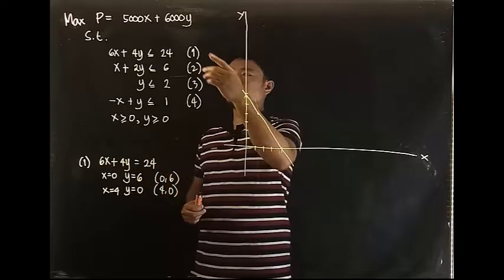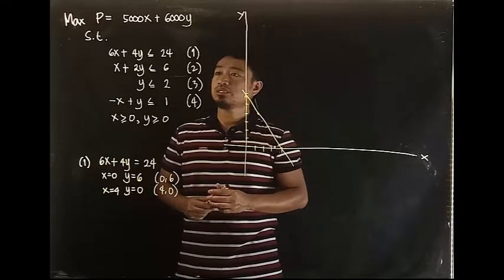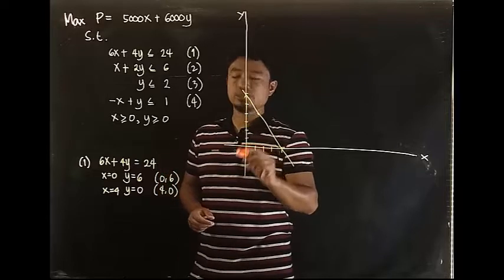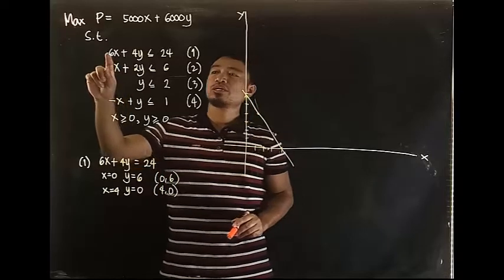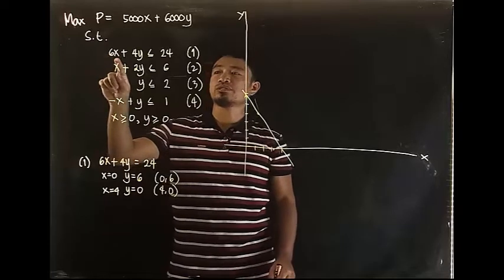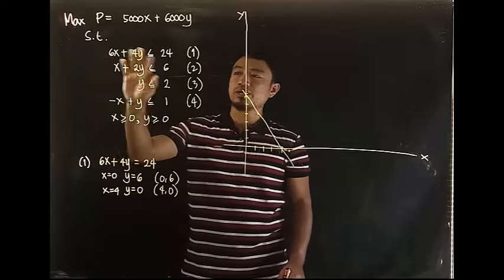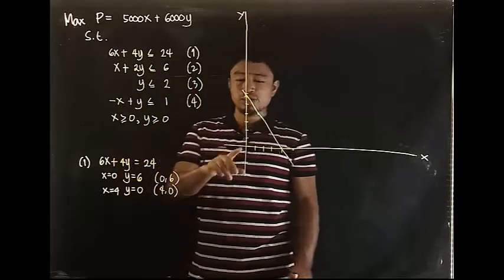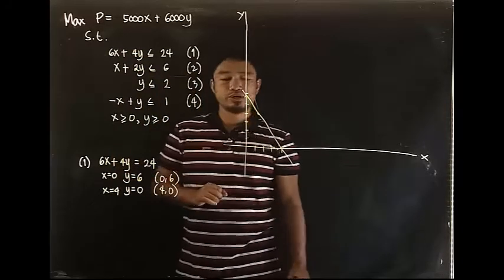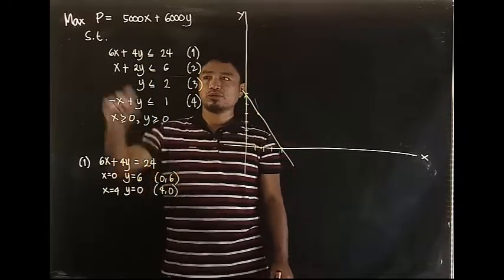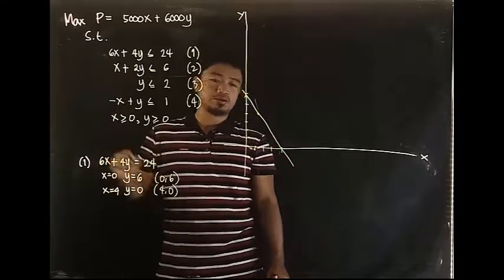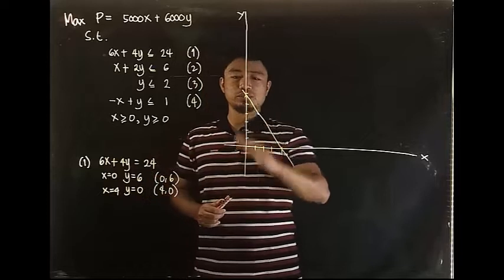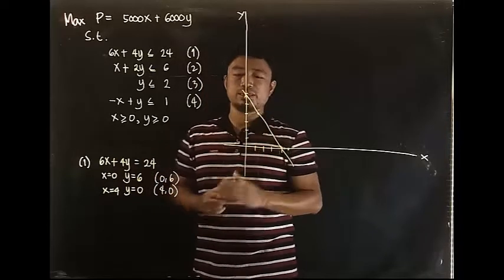And going back to its original inequality, if we choose 0, 0 as a test point and substitute into this inequality, so 6 times 0 plus 4 times 0, the left side is equal to 0. 0 is less than 24, therefore 0, 0 is a solution of our constraint 1. And therefore, the solution set of inequality 1 is the one below the line.